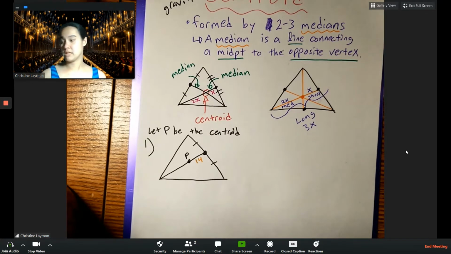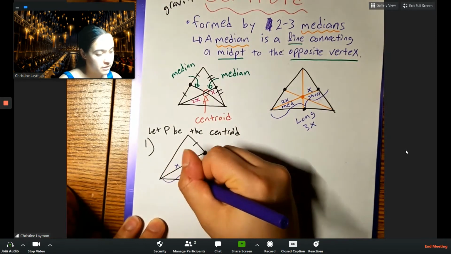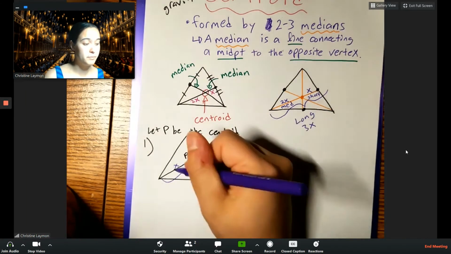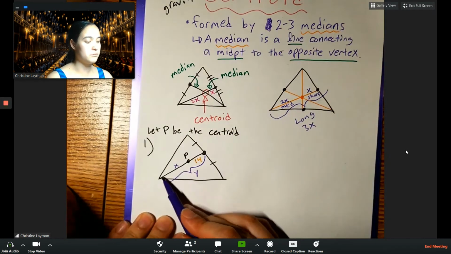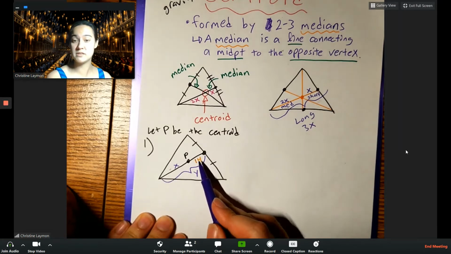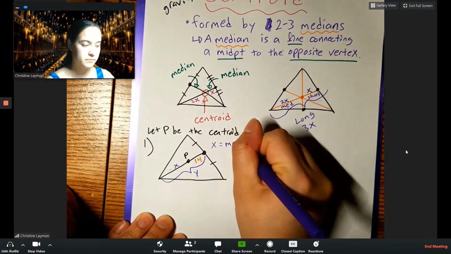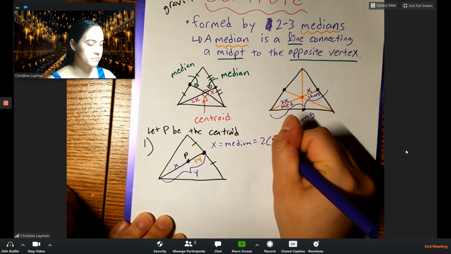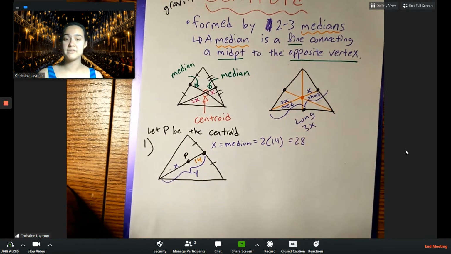If we wanted to give those things variables, we could say that this here is x, and then the entire thing all the way across is y. We could do it like that, or we could call them medium and long. Up to you. So we know that the medium here is twice as big as here. So x, which is the medium, equals 2 times the short. So 2 times 14. So the medium is 28.